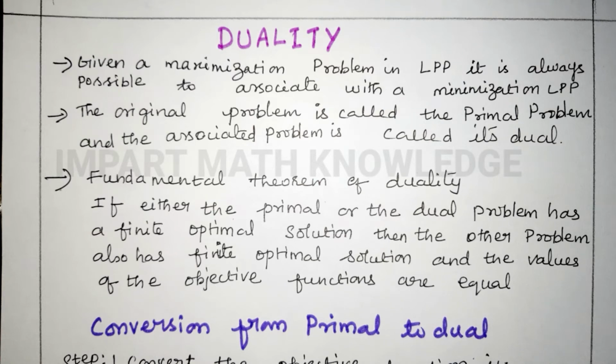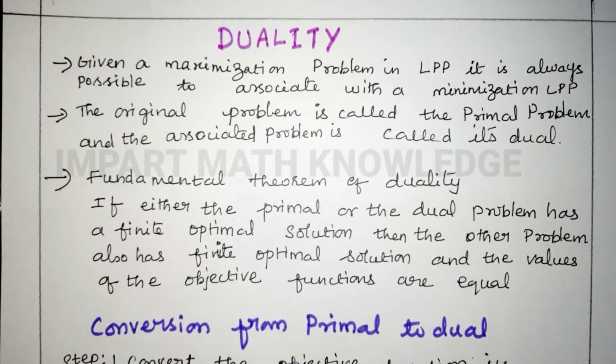In this video, I'm going to explain duality. Given a maximization problem in LPP, it is always associated with a minimization problem. The original problem is called the primal problem and the associated problem is called its dual problem. Fundamental theorem of duality: if either the primal or the dual problem has a finite optimal solution, then the other problem also has a finite optimum solution and the values of the objective functions are equal.